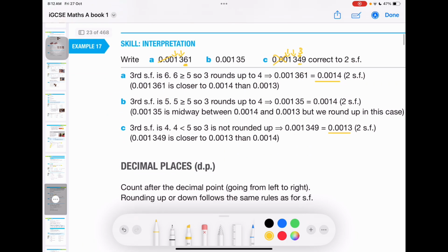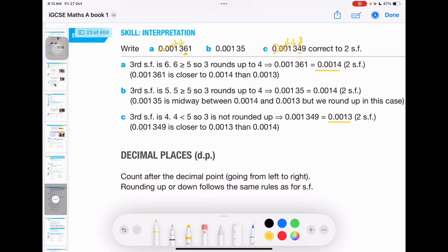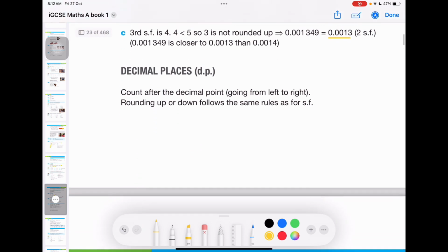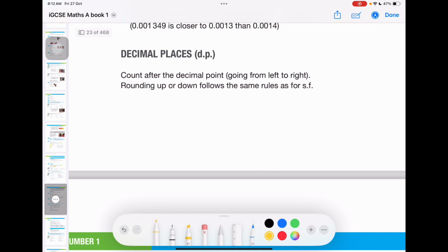Okay, so that is significant figures done. We have the next portion, which is your decimal place. Decimal place is basically any number after the decimal point. If you have 2 decimal places, 3 decimal places, 1 decimal place, all these are counted from the decimal point to the right side.